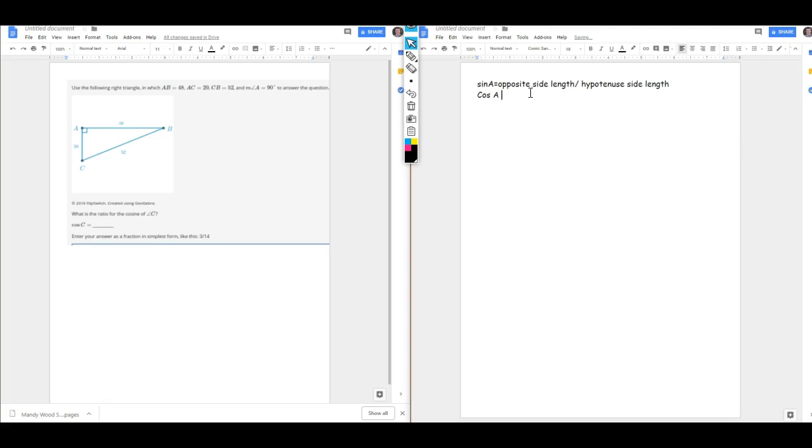Cosine of an angle is equal to the adjacent side length divided by the hypotenuse side length. And tangent of an angle is equal to the opposite side length divided by the adjacent side length. So, one way to remember this is a mnemonic device called SOHCAHTOA.